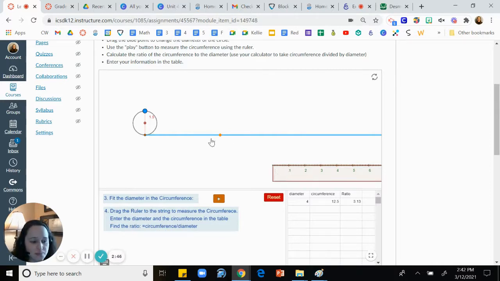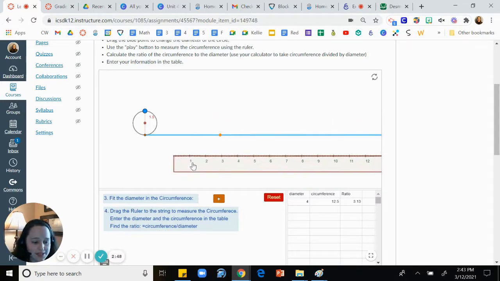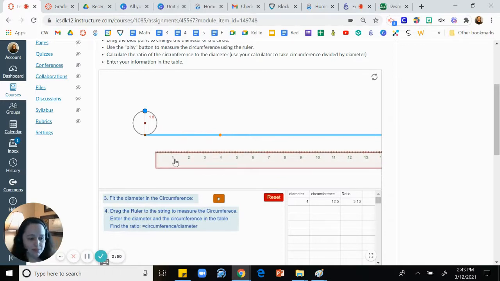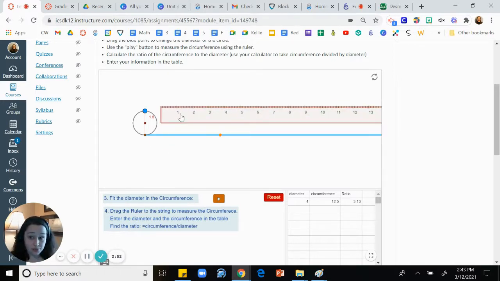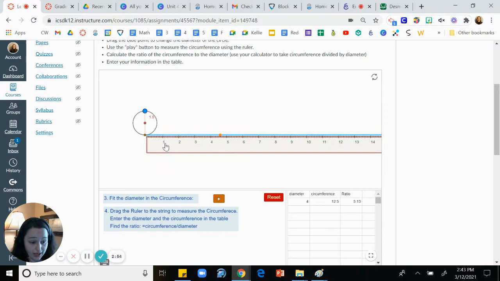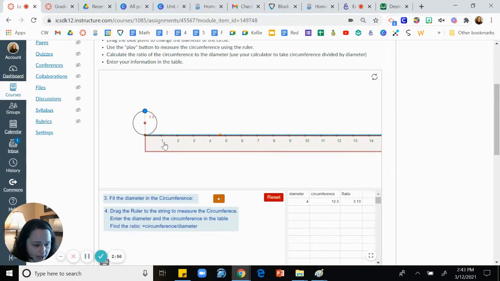It's pretty neat, right? Okay, now here's where your skills come in. It says drag the ruler to the string to measure the circumference. So you're going to take this ruler, you're going to drag it right there. And now you have to be like, oh my gosh, I haven't measured anything. I've been using only computers, Mrs. Nichols. So you'll be like, okay, here's 4, here's 5. It's going to be 4 point something. And it looks like 1, 2, 3, 4, 5, 6, 7. Roughly like 4.65 is my estimate.